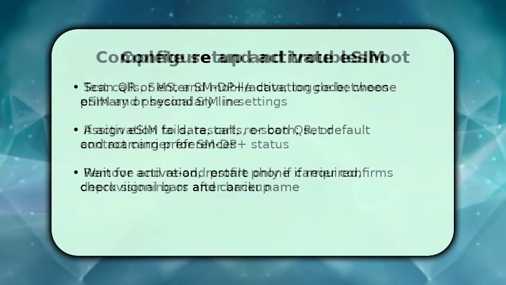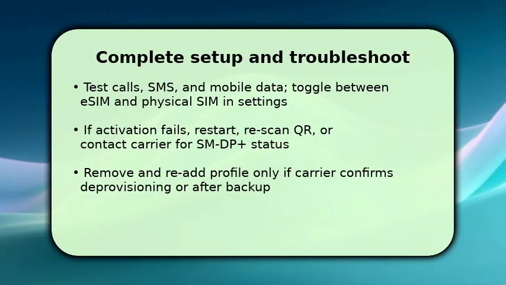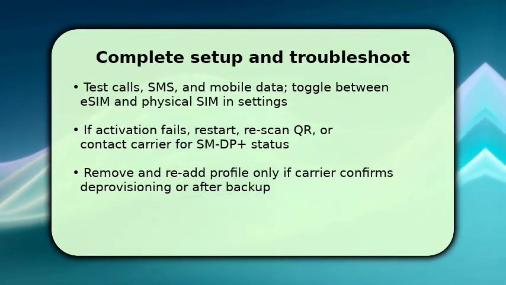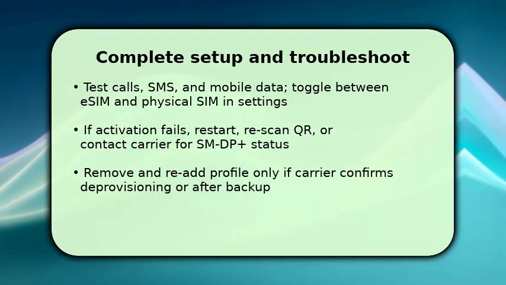To finish, test a call, send an SMS, and browse to verify mobile data. If you use dual SIM, switch default outgoing line in settings to confirm call and message routing. This ensures apps use the intended line.